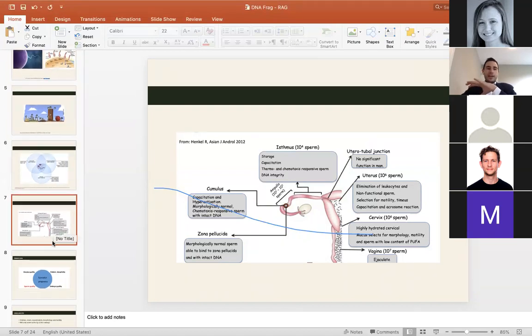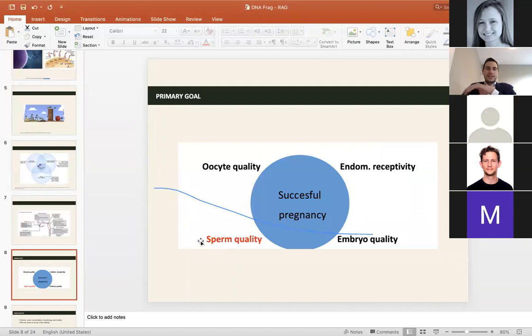So the main and end goal for us is to have a successful pregnancy. And to have a successful pregnancy, we need multiple areas. So we need to have a good oocyte, a good quality. We need the endometrium of the female to be very receptive. We need the embryo after the fertilization happens to have a good quality. Most important, we need the sperm to be of a good quality.